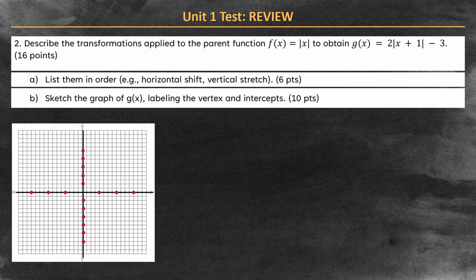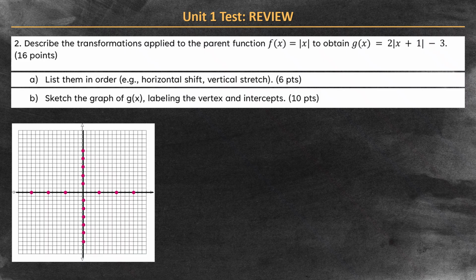Now for number 2, describe the transformation applied to the parent function f of x is equal to absolute value of x to obtain g of x is equal to 2 times the absolute value of x plus 1 minus 3. 16 points total. And let's take a look at part A. Part A, list them in order.